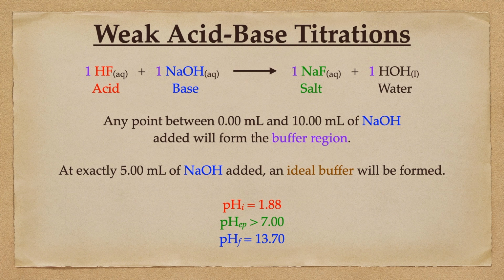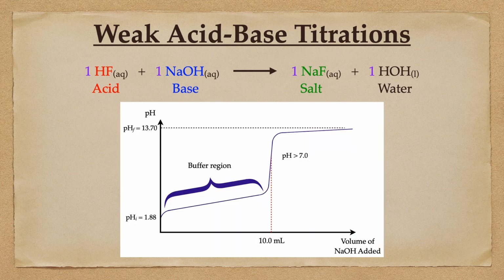The resulting graph of this titration will show an initial pH of 1.88, a very sloping buffer region, an equivalence point of greater than 7, and a final pH approaching 13.70.